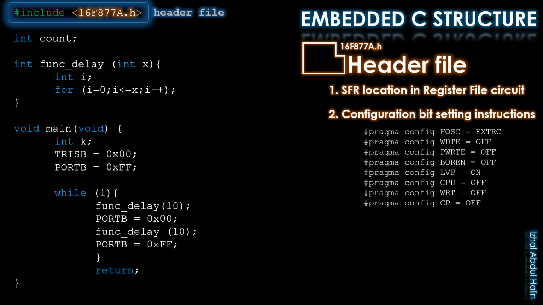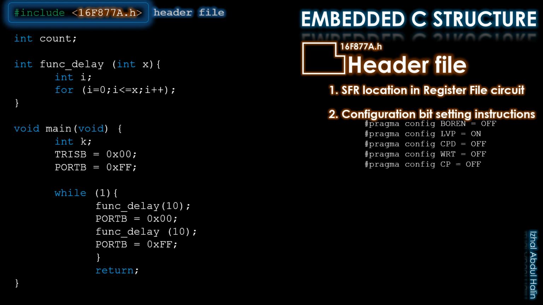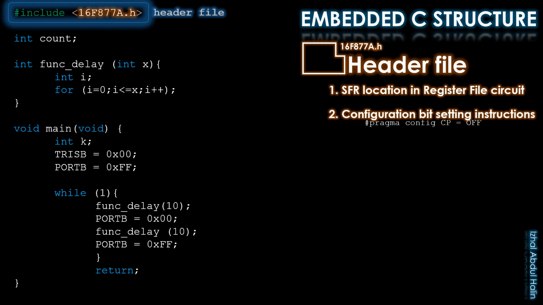It uses the pragma preprocessor directive followed by the config keyword. Config is short for configuration and is followed by the register name for a particular feature that you see here. It is equated to on, to turn on a feature, or off, to disable a feature. You should only use features you need in order to reduce power consumption and to guarantee a smooth running microcontroller.